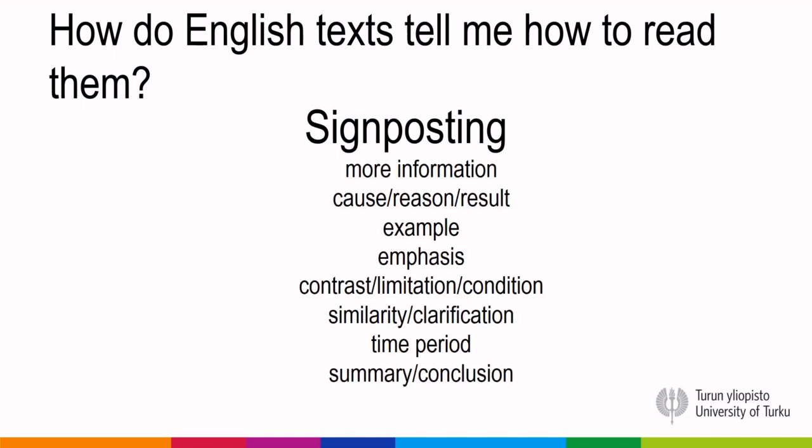So these are going to tell us things like, oh, here comes more information, here's cause and effect, maybe examples or emphasizing something, contrasts or similarities, shifts in time or time period, and then signaling maybe the end of a text. So just think for a second, what kinds of language signal these changes? And then I'll show you some examples.